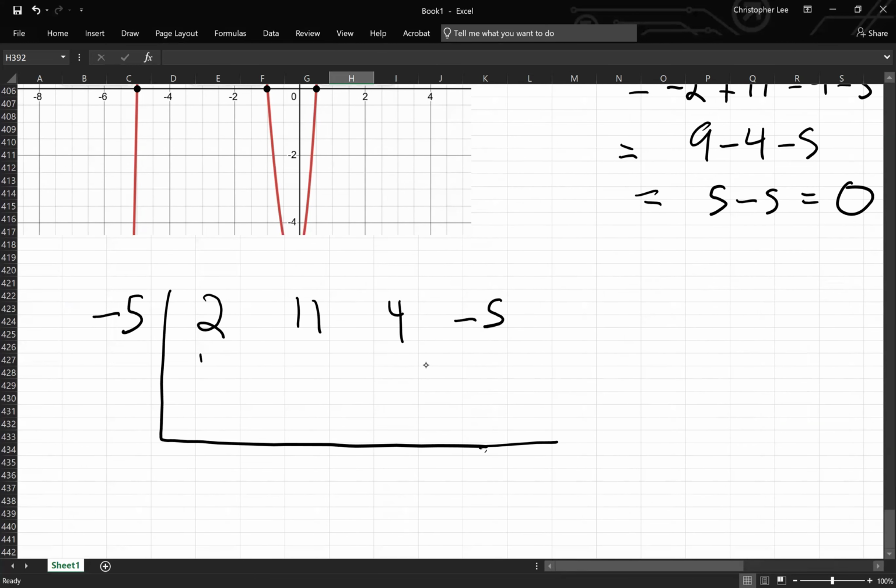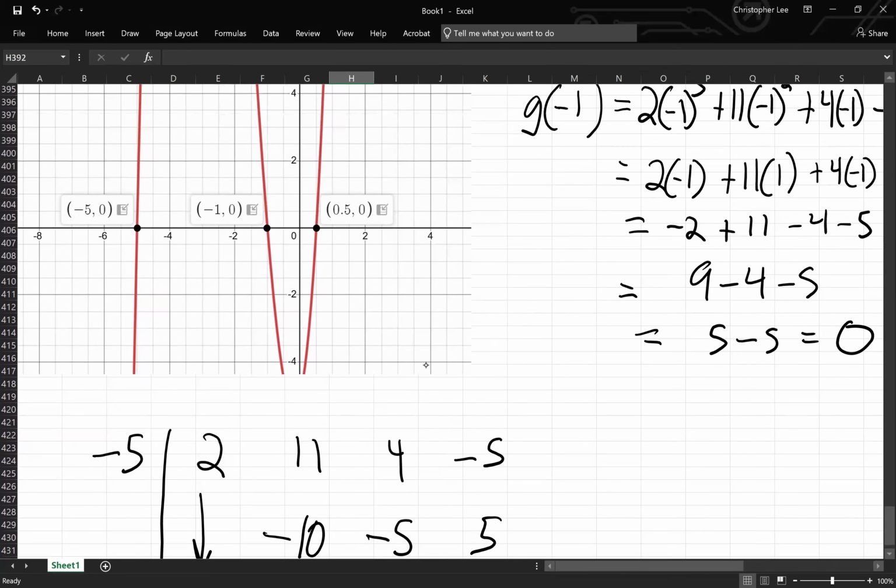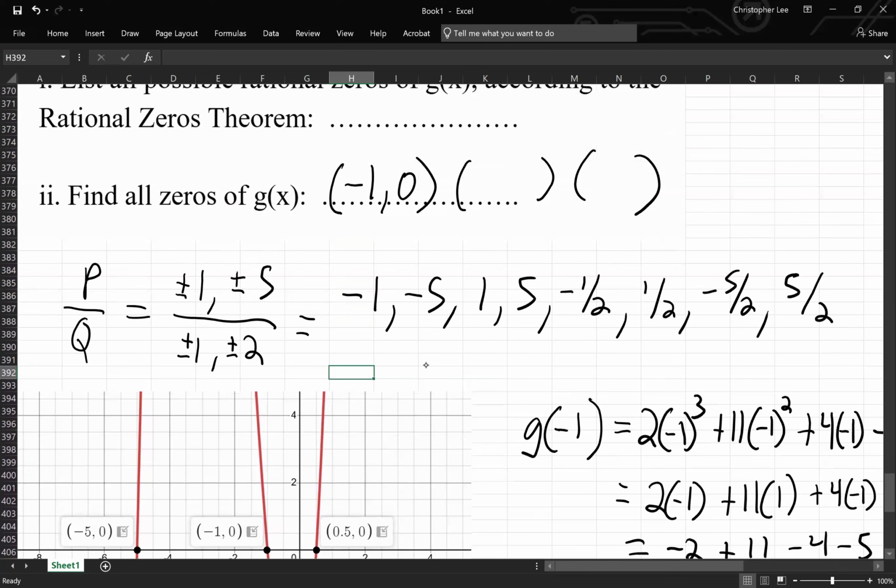Let's see. Bring down 2. Now, -5 times 2 is going to give me -10. Add these together. 11 plus -10 is going to give me 1. -5 times 1 is going to give me -5. Let's add these together. 4 plus -5 is -1. -5 times -1 is +5. Add these together. That gives me 0. Done. So -5 is in fact a factor. So now I can say -5, comma 0.